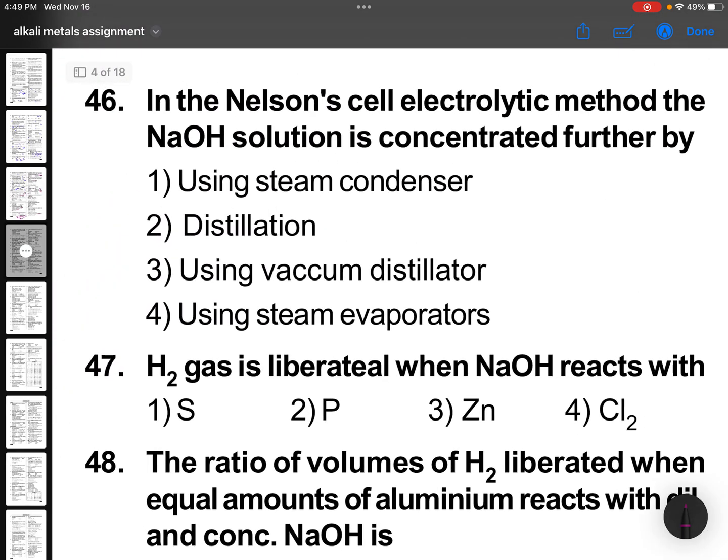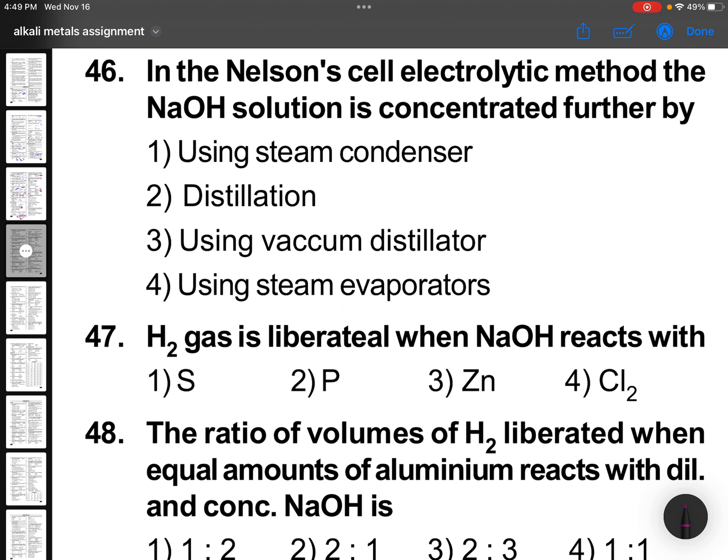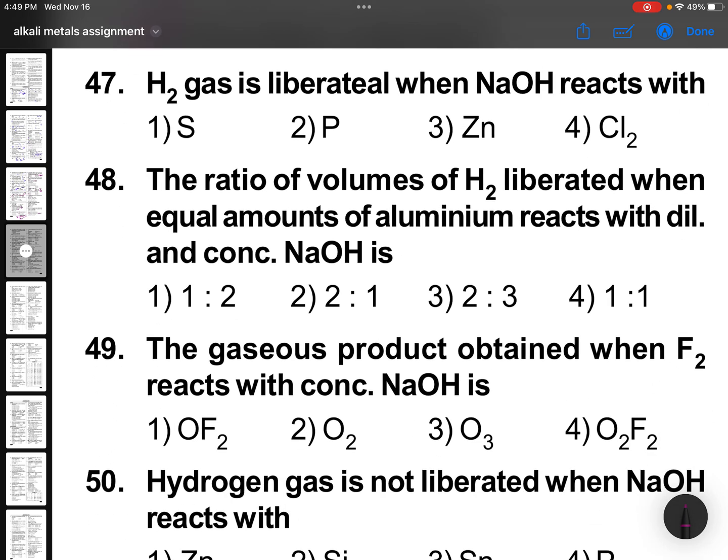46th. In the Nelson cell electrolytic method, the NaOH solution is concentrated further by, using steam evaporators. Light memory, don't think much about that one. H2 gas is liberated when NaOH reacts with zinc. Zinc plus 2 NaOH gives Na2ZnO2 plus H2, hydrogen gas out.